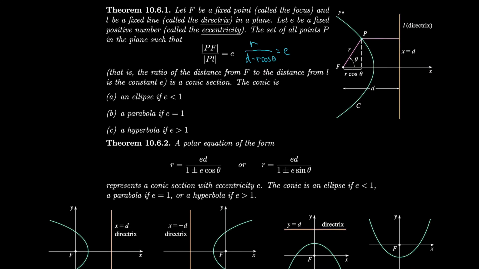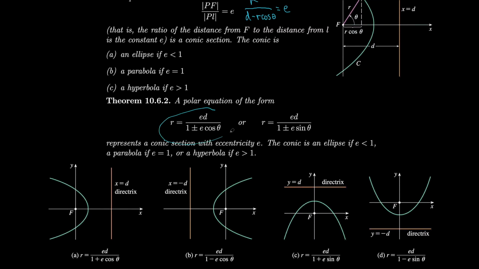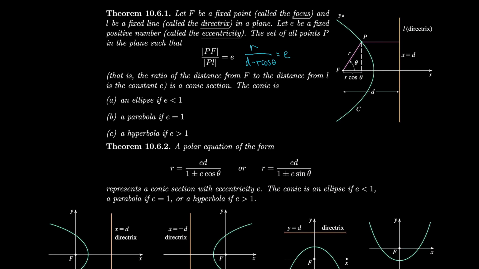Notice that we have r equals ed over 1 plus or minus e cosine theta, and r equals ed over 1 plus or minus e sine theta. We just get that from this expression right over here. We multiply through both sides by d minus r cosine theta, then we distribute the e, group together the r's, and solve for r, and we get this.